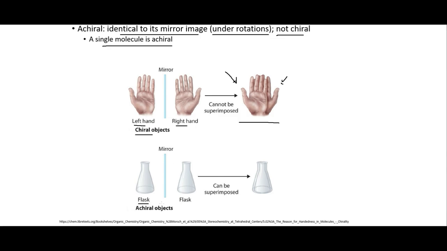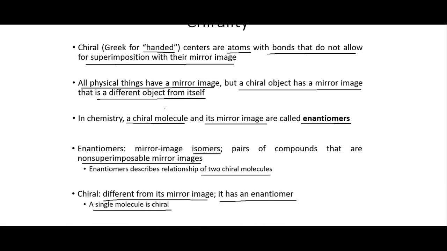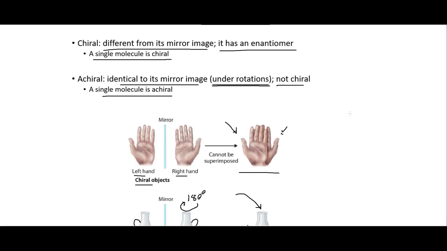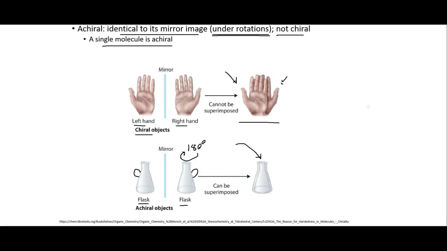Whereas if we have something like this flask here, these are achiral, because if we take the mirror image of it, we can superimpose them on each other. And this would be the case even if we put a handle on this. After we take the mirror image, we just have to rotate one of these around by 180 degrees, and then they would be superimposable. And so that's why I said up here that things that are achiral are identical to their mirror image under rotations. So if you can rotate it in some way to get it to superimpose on each other, then they are achiral. If you cannot do that, then they are chiral.